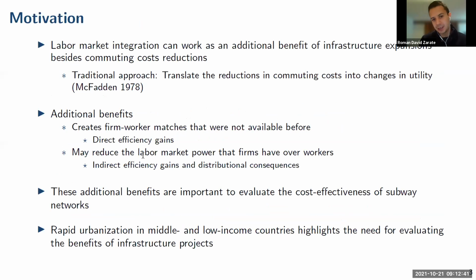So in terms of the motivation, labor market integration can work as an additional benefit of infrastructure besides reducing the commuting cost. Before all these spatial models, the traditional approach was to use the formula from McFadden. This is a cost time saving approach in which you just translate the reduction in commuting costs into changes in utility. However, this traditional approach does not consider general equilibrium effects, so that prices can change because of the infrastructure. And second, it must consider these indirect effects that can come from factor allocation. So we consider these two additional benefits.